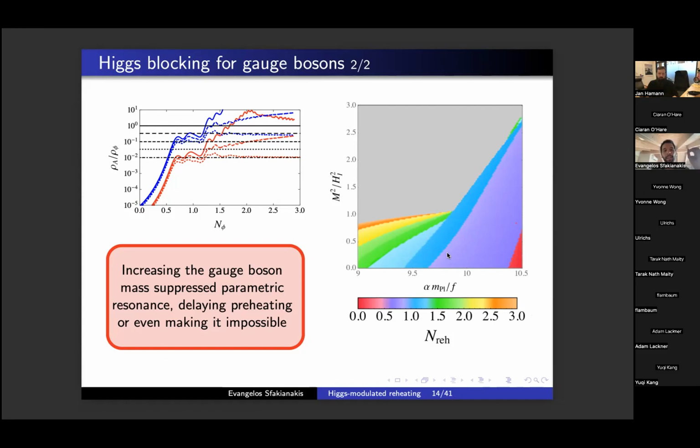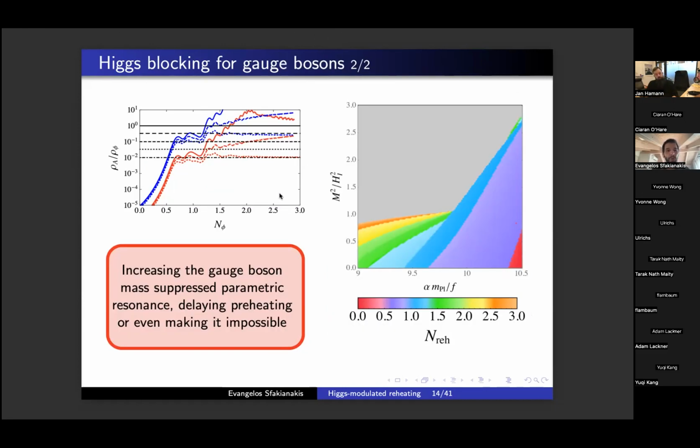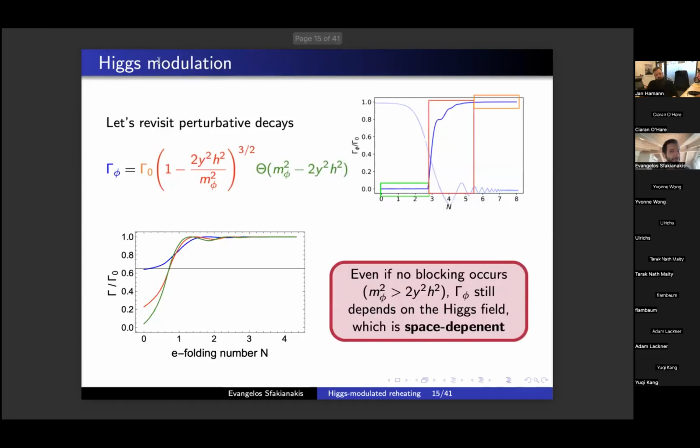This means that in the case of the inflaton decaying into Standard Model Higgs gauge bosons, so W's and Z's, Higgs blocking can actually have a tremendous effect, because it can push you from efficient preheating to no preheating at all, and everything in between. So for gauge bosons, Higgs blocking can be quite dramatic, and I'll return to that later in the talk. But let's go back to the more mundane, or simpler, decay channel of the inflaton decaying into two normal Standard Model fermions. Let's revisit that a bit.